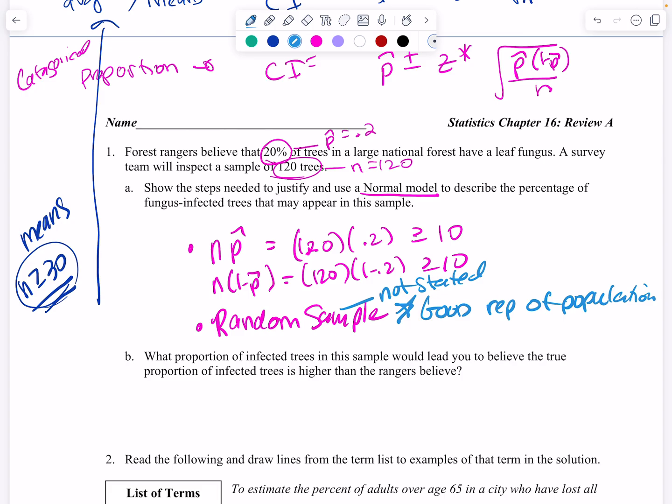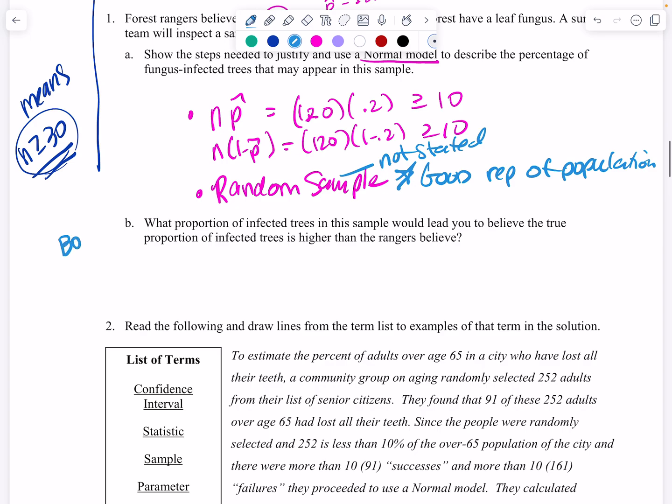All right, so this one here I told you is a bonus question on your test. So it says, what proportion of infected trees in this sample would lead you to believe that the true proportion of infected trees is higher than the rangers believe? Now, in statistics, 5% is kind of our golden rule, right? Anything that's less than 5% is considered unusual. So anything within 95% is going to be considered usual. If 5% is unusual, then 95% is usual.